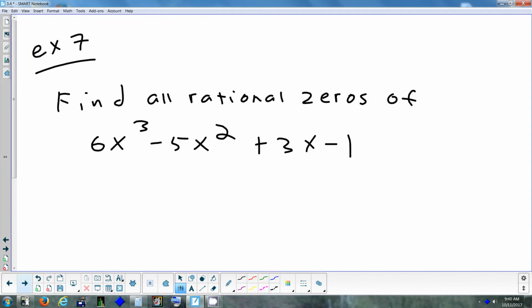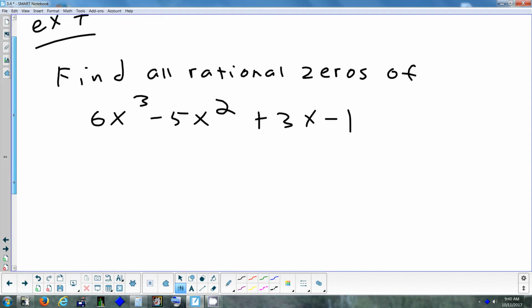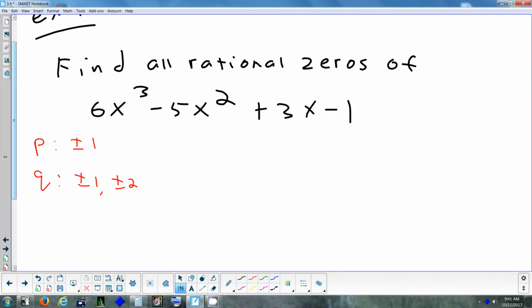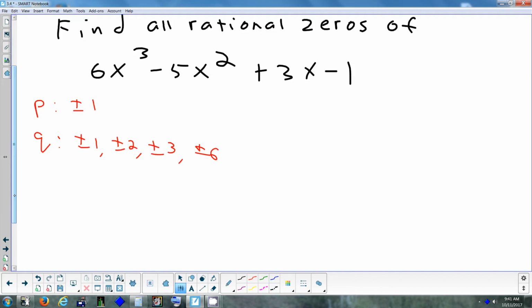All right, let's try finding, same thing again. Find all rational zeros. Okay, let's start with our rational root theorem. Factors of the constant this time is just plus or minus 1. How about factors of the leading coefficient? Leo? Plus or minus 1, 2, 3, 6. Perfect. So, my list of possibilities.